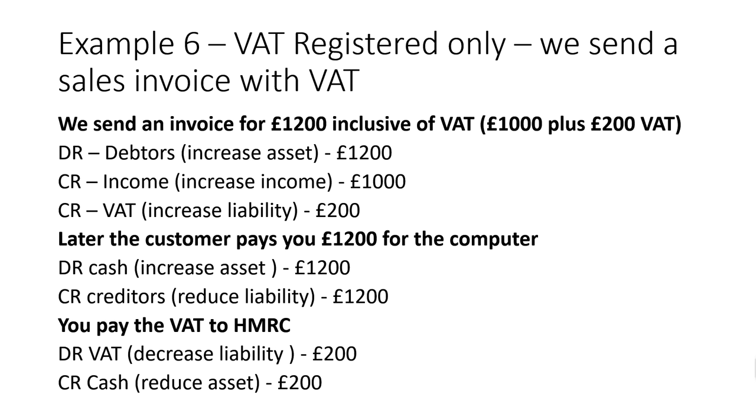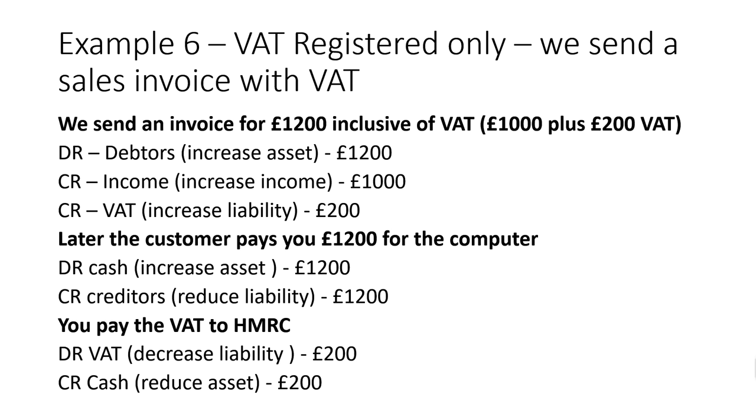Example 6, this is the most complex one, and this is for VAT registered companies only. So we send a sales invoice with VAT. When we send the invoice, we need to debit our debtors £1,200, we need to credit our income by £1,000, and we need to credit our VAT liability account by £200.